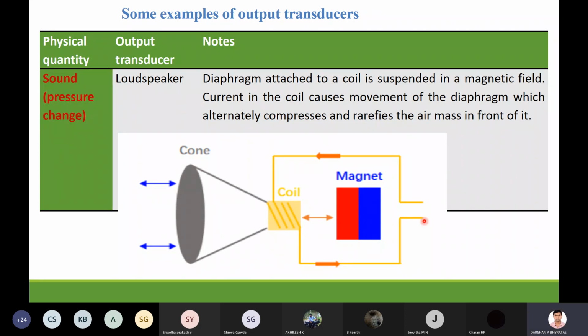Are you getting my concept? Yes, sir. It is the quite opposite principle of a microphone in the loudspeaker. The diaphragm, that is the wound coil, we suspend in the magnetic field. Whenever the electrical signal is incident, the diaphragm will vibrate. Based on the vibration, it generates the physical quantity, nothing but sound energy, at the loudspeaker.